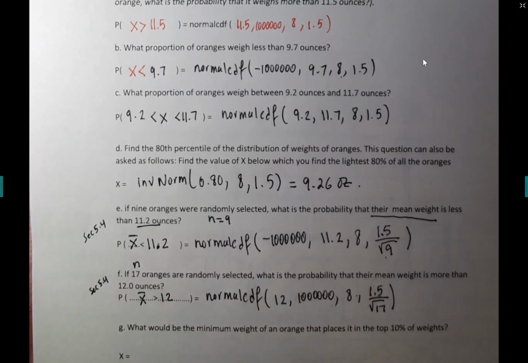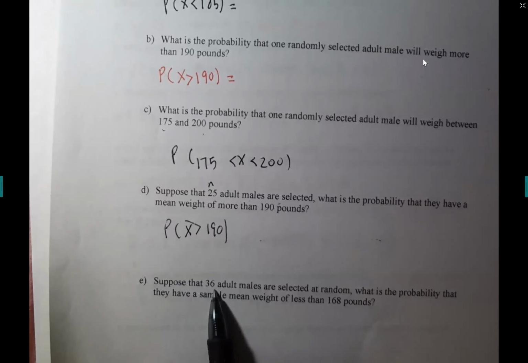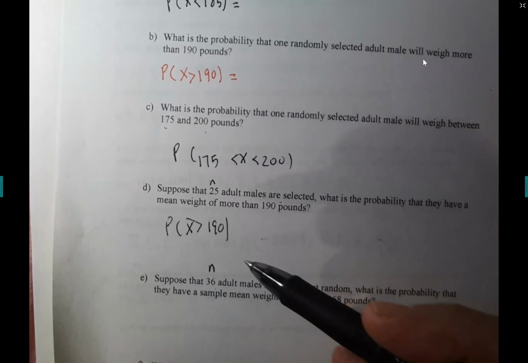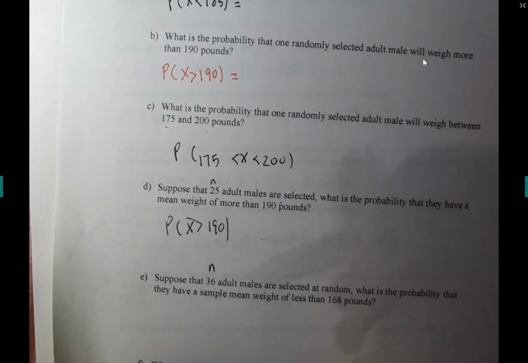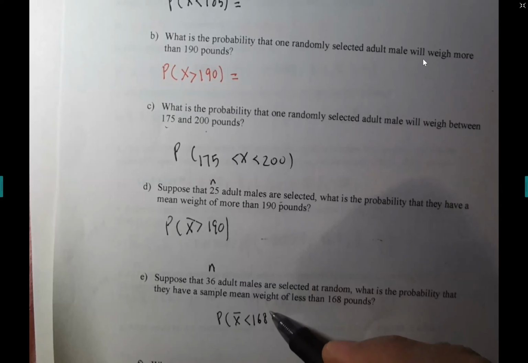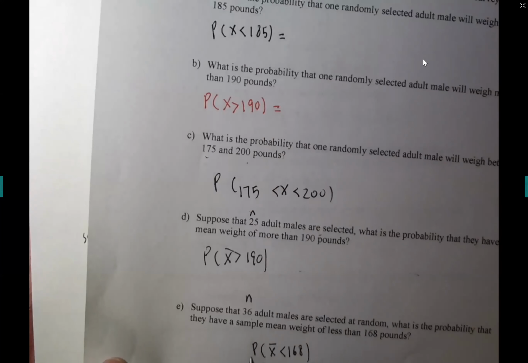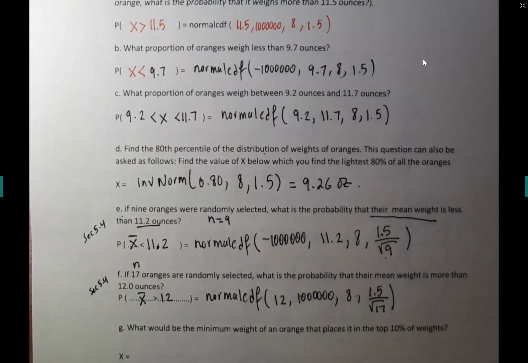And look, guys, there's another question here. Suppose that 36 adult males are selected at random. That's n. What is the probability that they have a sample mean less than 168 pounds? This is just like part E. So that is E and that is F and the number 9. Okay, let's find the answer.